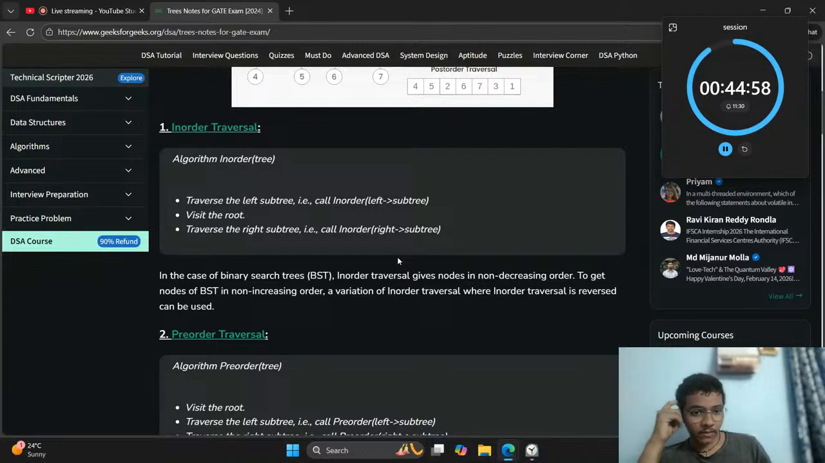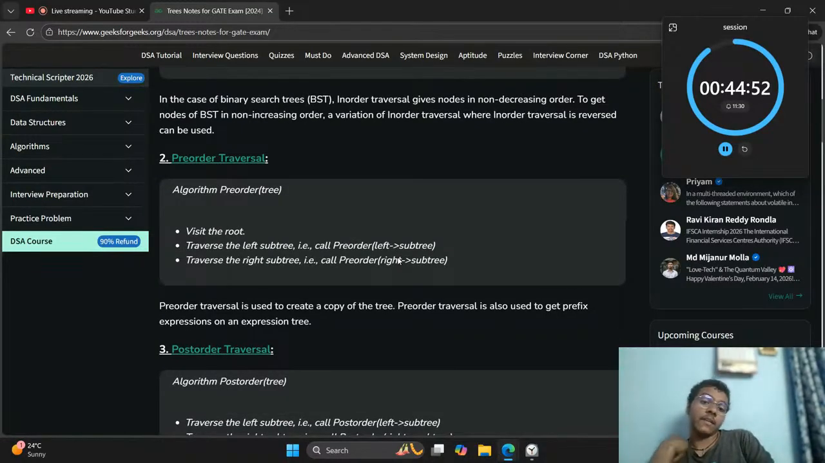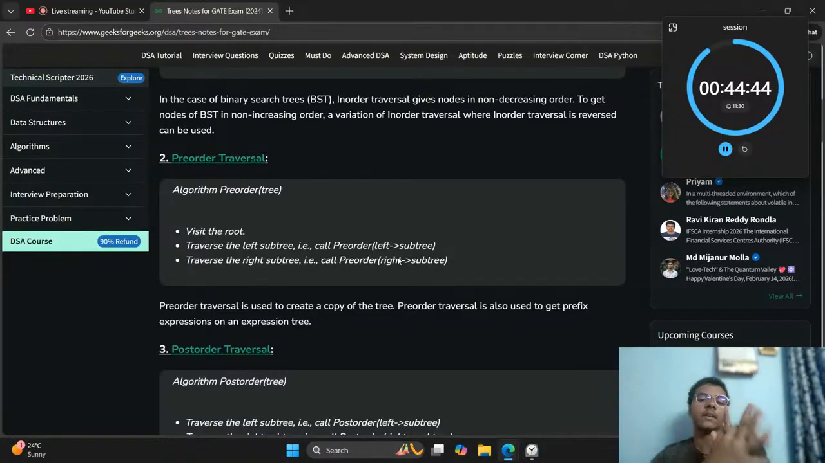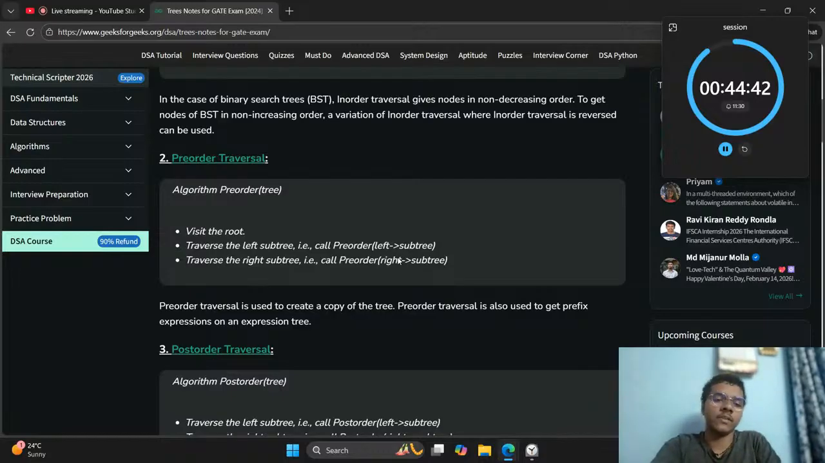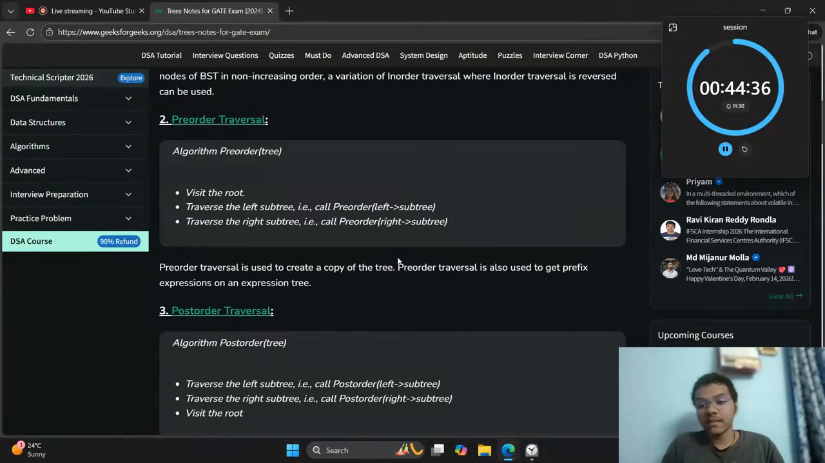In-order: traverse the left subtree, visit the root, traverse the right subtree. In the case of a binary search tree, in-order traversal gives nodes in non-descending order. To get the nodes of a BST in non-ascending order, a variation of in-order traversal, where the in-order traversal is reversed, can be used. Okay, you make a variation.